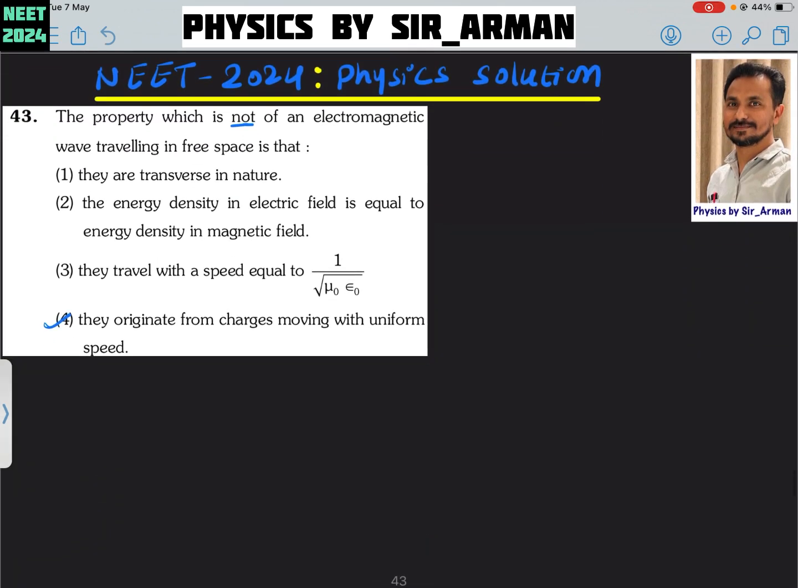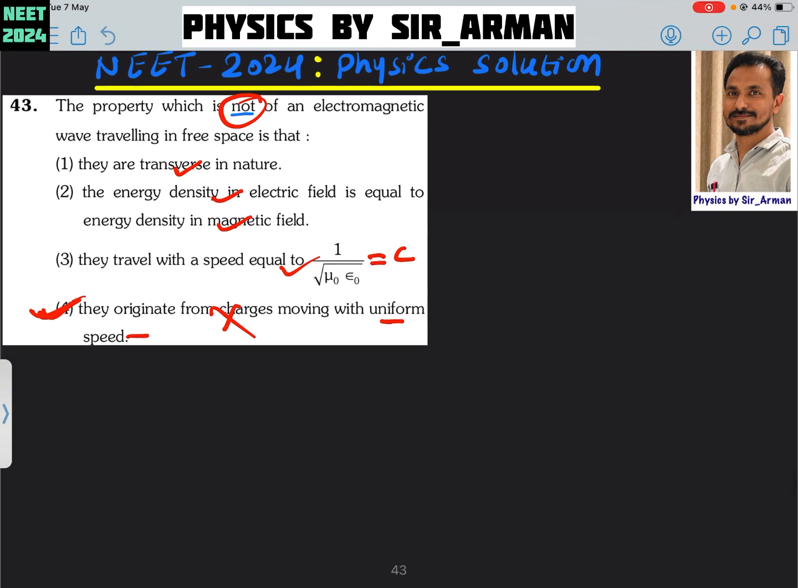Question number 43. Which property is not of an electromagnetic wave traveling in free space? It is a transverse wave, which is correct, and the energy densities of electric field and magnetic field are equal, again correct. Speed of light is given by this equation, again correct. So all three are correct. What about the fourth one? They originate from charges moving with uniform speed. This is incorrect. Electromagnetic waves are produced when charges accelerate or oscillate, right? In the question it is asked which is not a property, so option number 4 is the correct option.